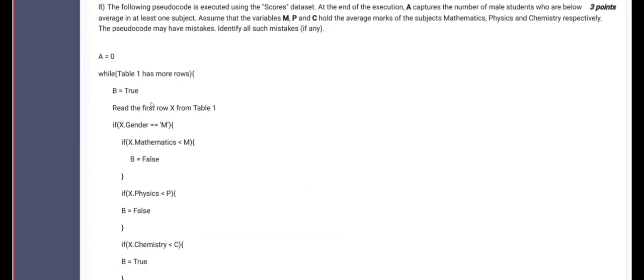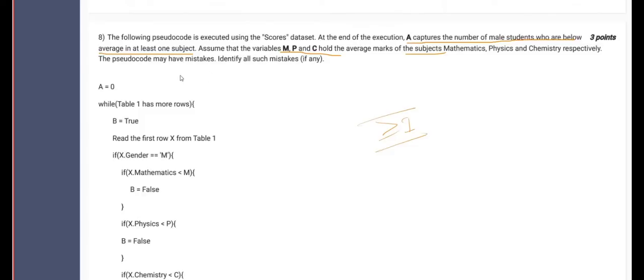Question number 8, and this is being used with this course data set. A captures the number of male students who are below average in at least one. At least in the sense greater than or equal to 1. Assume that MPC hold the average physics or average marks of subjects. The pseudocode may have mistakes. Identify all such. A is 0. This is not a mistake. And also identify all mistakes if any.